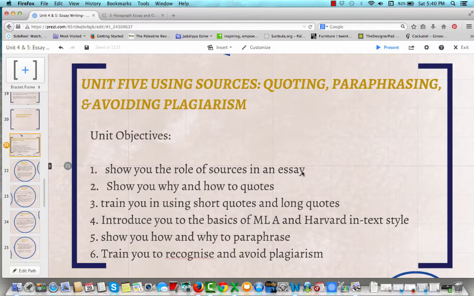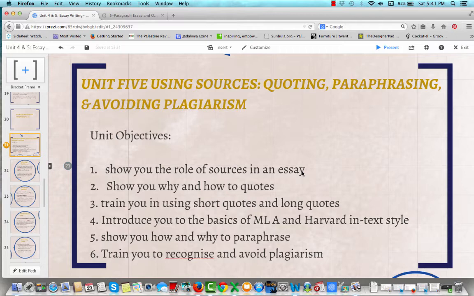And then it shows you how and why you should use quotes. In doing so, it trains you how to use short quotes and long quotes. And of course, whenever you use any sort of quote, there's a specific style and bibliography in which you need to source the quotes that you used. We're going to introduce you to two types today: the MLA and the Harvard in-text citation. Don't worry, we're going to take a look at every single part I just talked about right now.